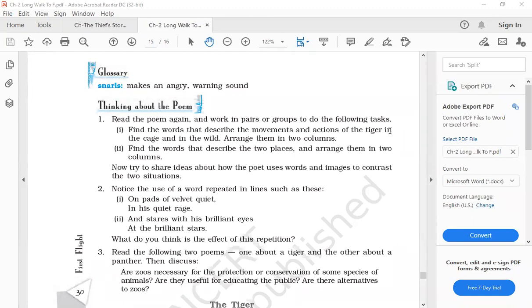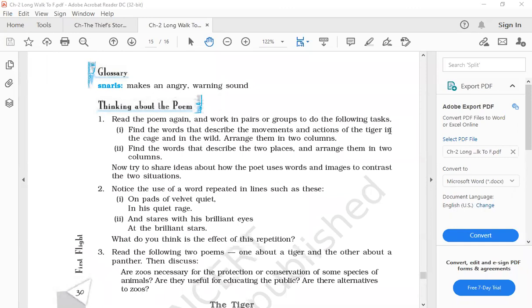The word brilliant is repeated in the brilliant eyes and brilliant stars, which puts a deep meaning in the poem: that the tiger with his brilliant eyes, with his beautiful eyes, is looking at the stars which are freely scattered in the sky, and is hoping that one day he would also be freely moving in the forest. Yes, you can relate it that way.